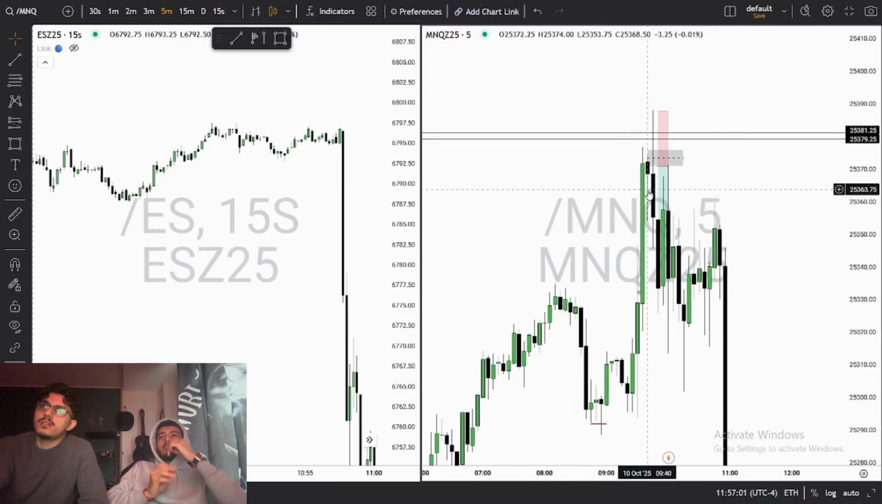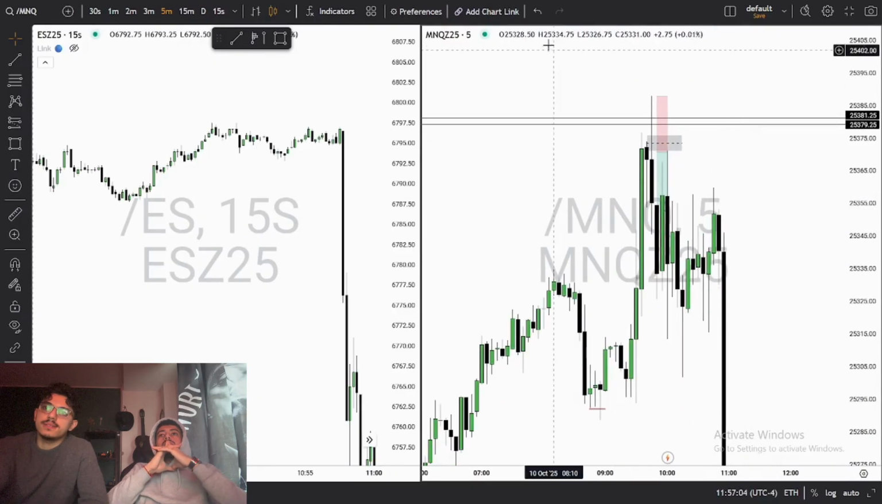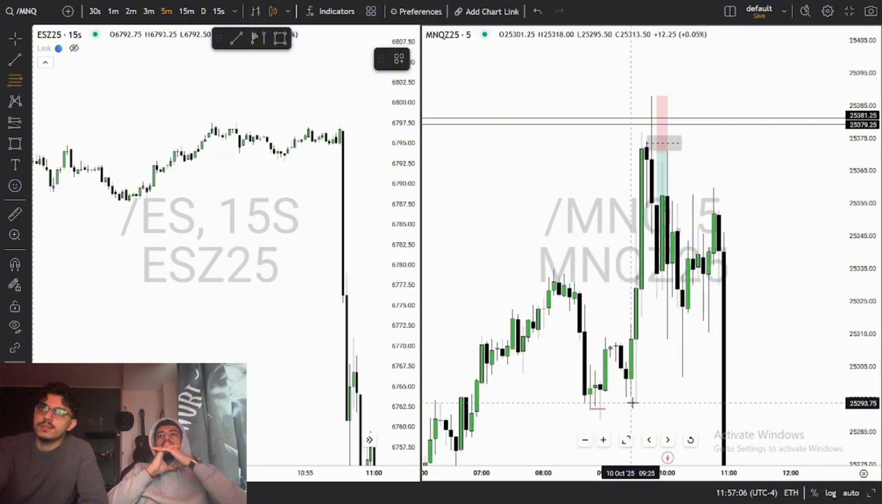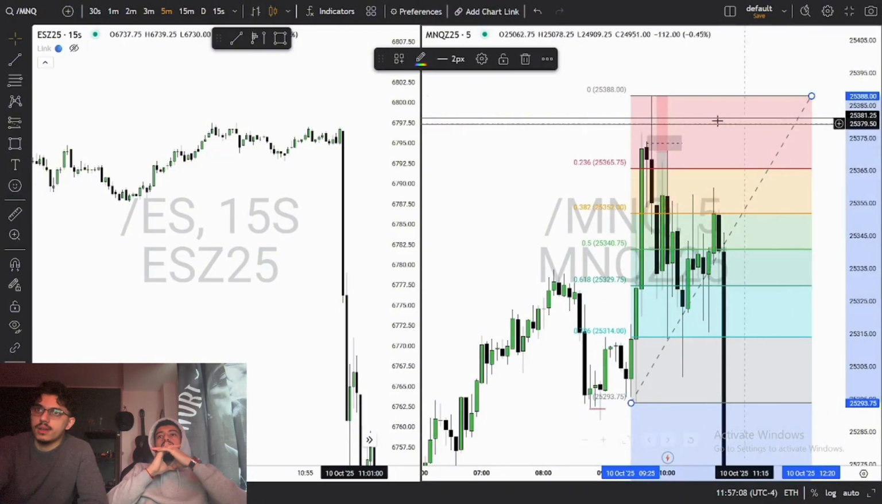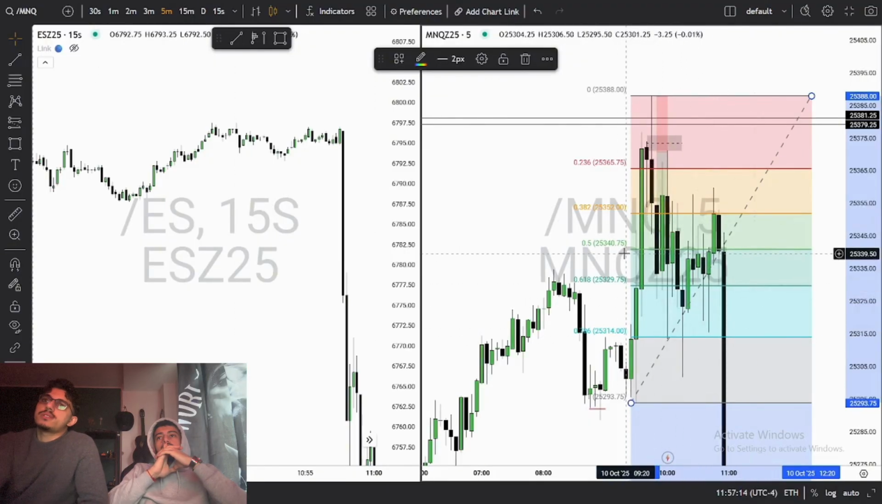I was still waiting for price to rebalance this whole price range from 930 until here, to hit my 50%. If I wanted to go short or switch my bias to bearish, I want to see every PD array or every fair value gap in the discount area getting disrespected.